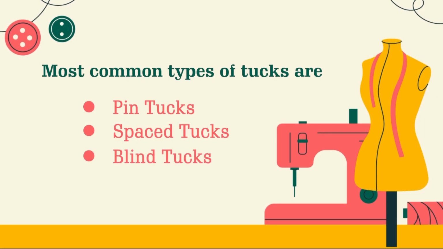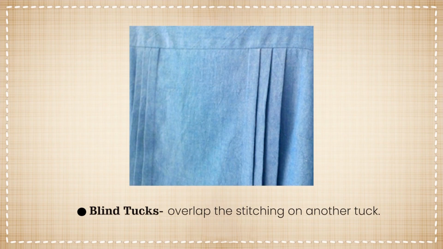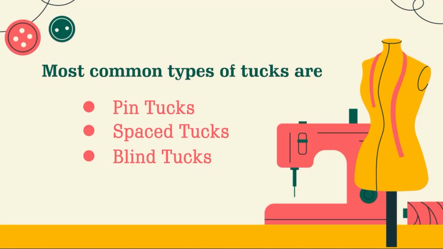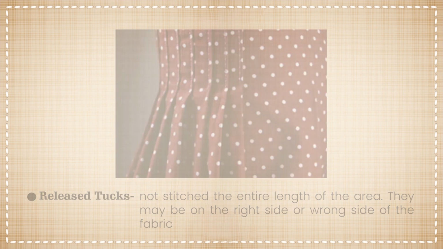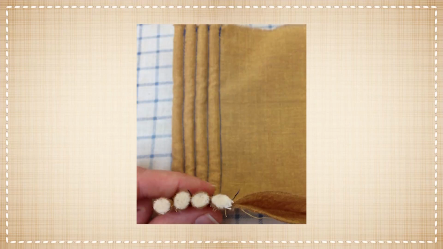There are blind tucks which are actually overlapping the stitching on another tuck. And then there are released tucks which are not stitched the entire length of the area. They may be on the right side or the wrong side of the fabric. Then tucks may also have yarn or cord pulled through them to create a different look.